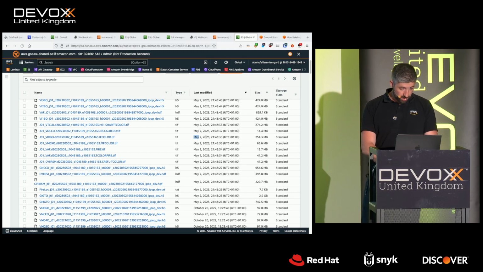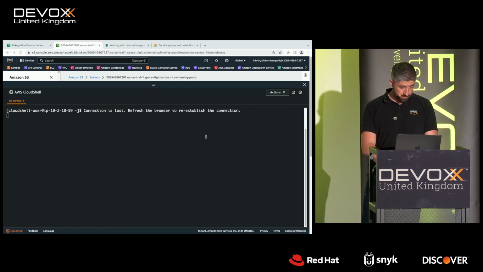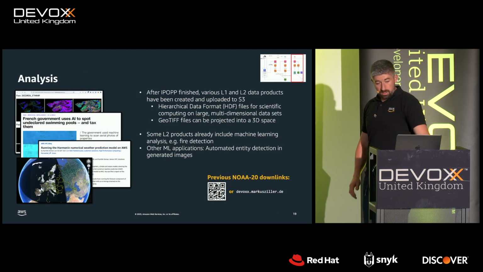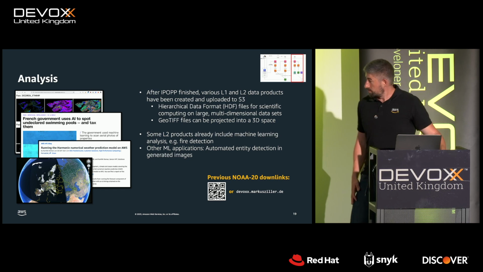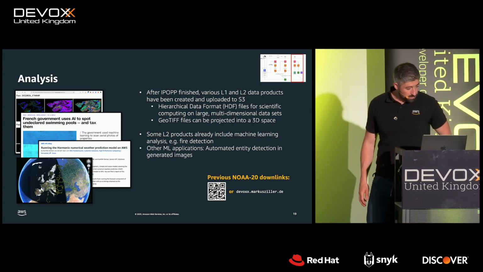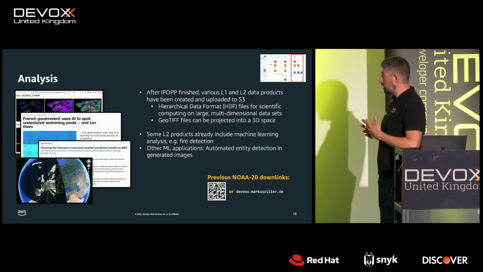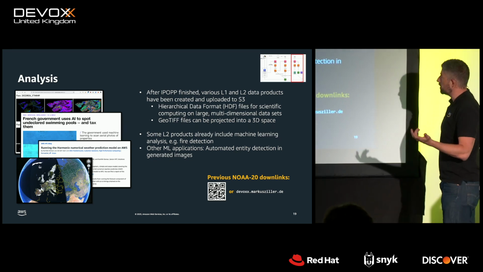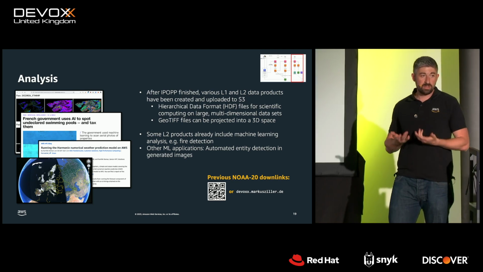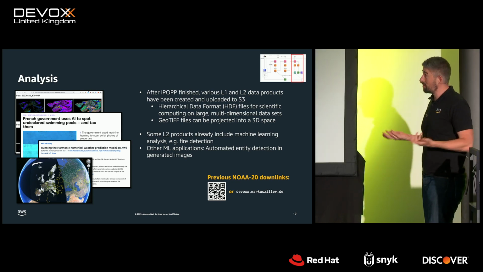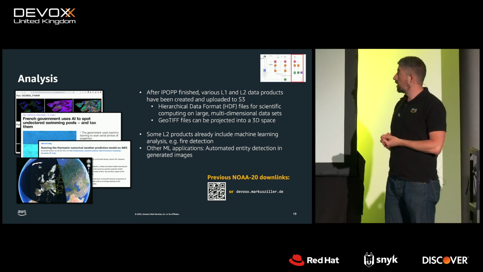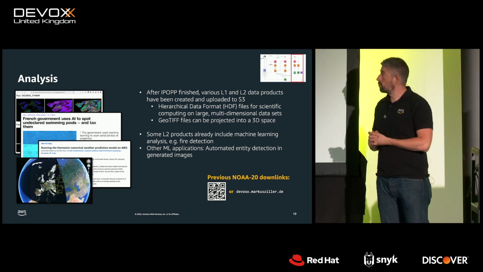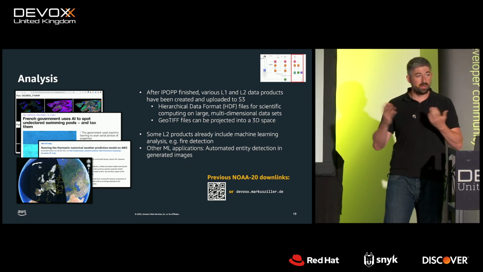So how do I do this? Let's go back. Now it's the analysis phase. So what you can now do is work with that data. You have the L1 and L2 products. Well, we don't have the L1 and L2 products for that pass, but in general, we have data. You would put the HDF files for scientific computing. For instance, now the data is in a region.